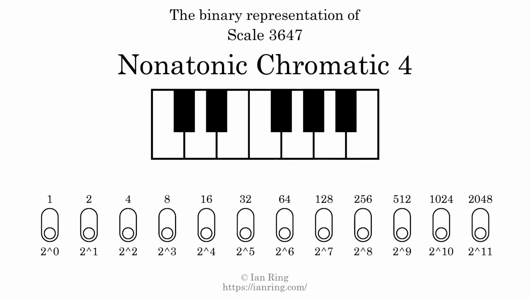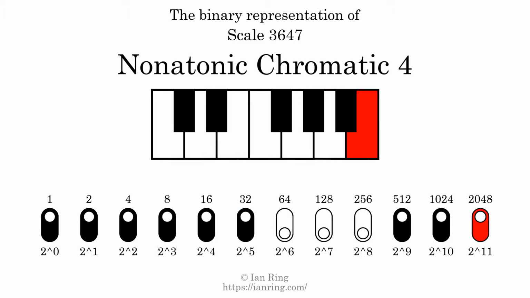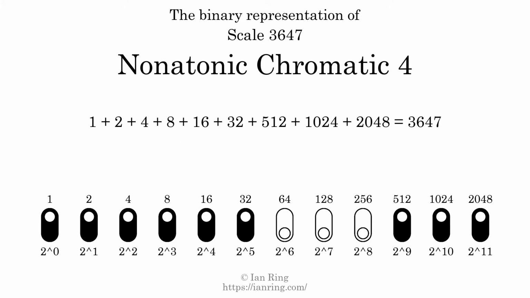The binary representation of this scale is determined by mapping tones of the scale to binary digits. Each binary digit represents a power of 2. To get the scale number, we add the powers of 2 together. The powers of 2 that are present in the scale, all added together, equals 3647.